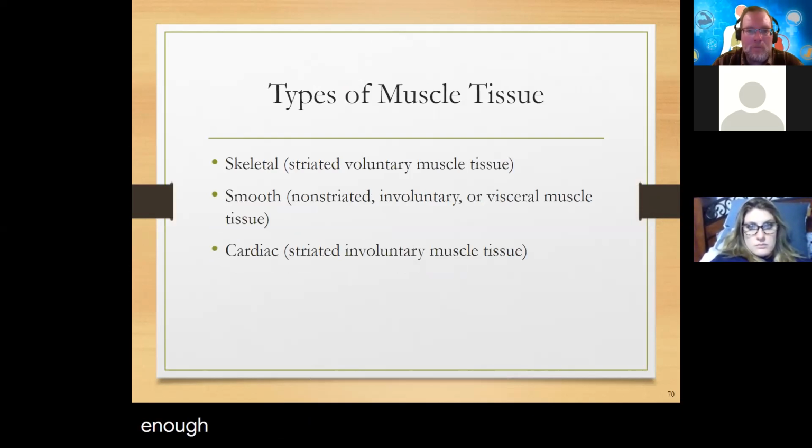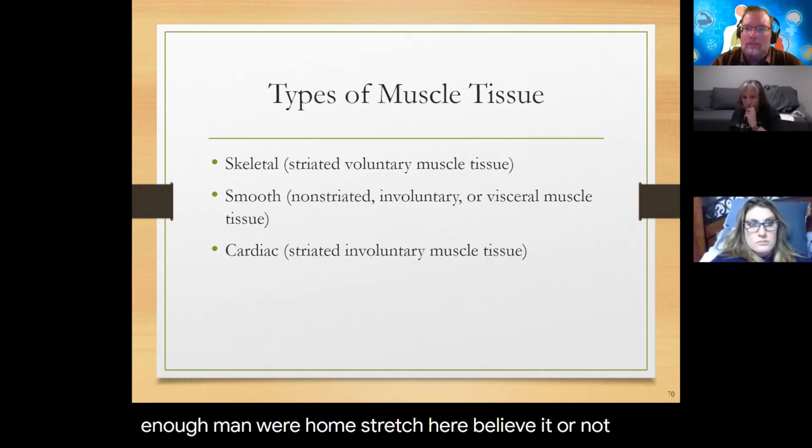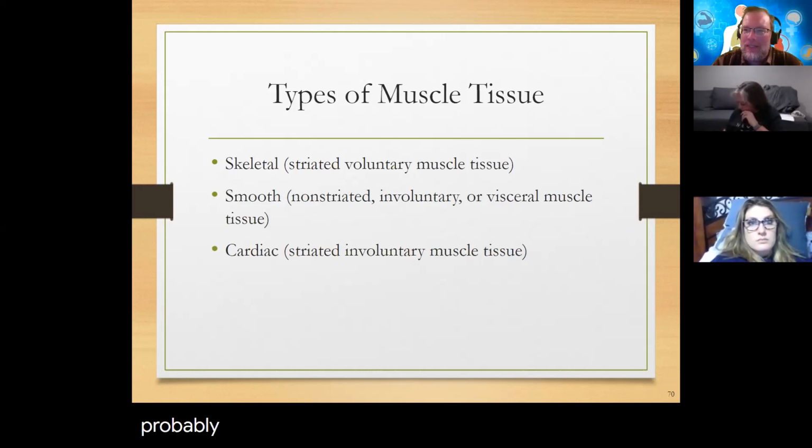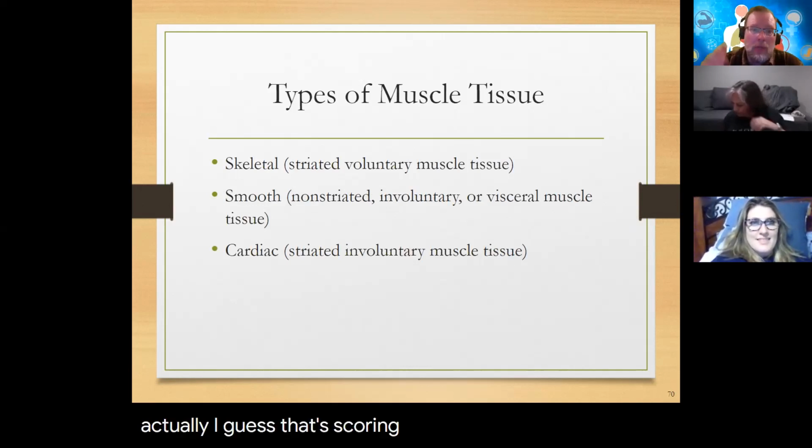Oh man, we're home stretch here, believe it or not. We're probably just getting to second, maybe rounding second, actually. I guess that's scoring position. So we're getting closer. Muscle tissue.